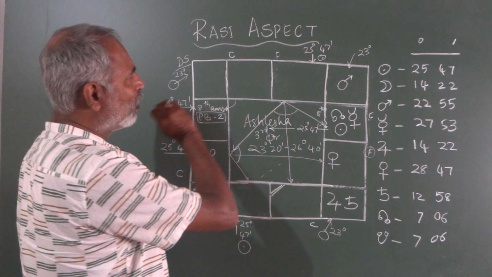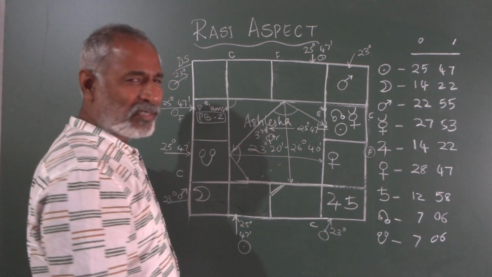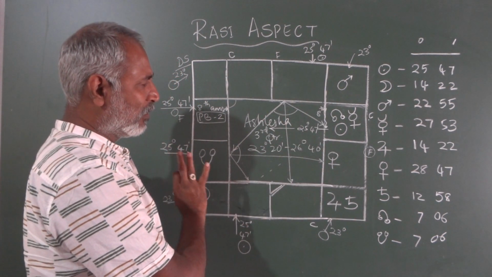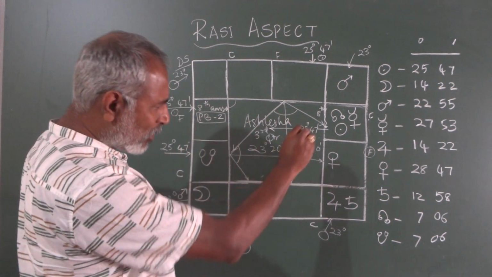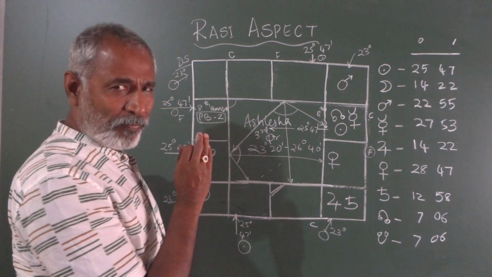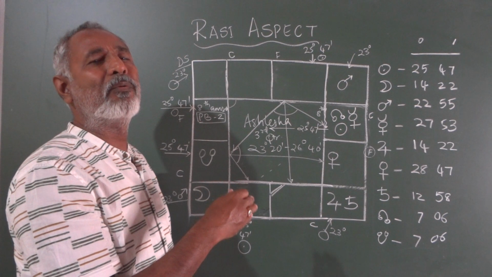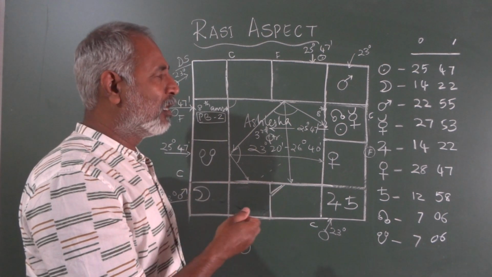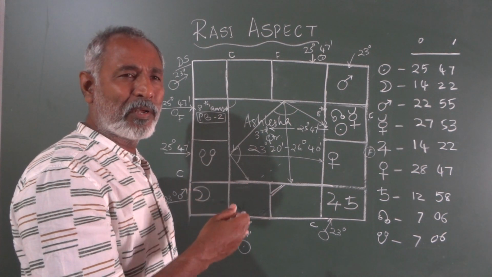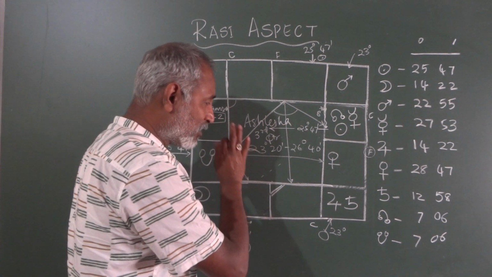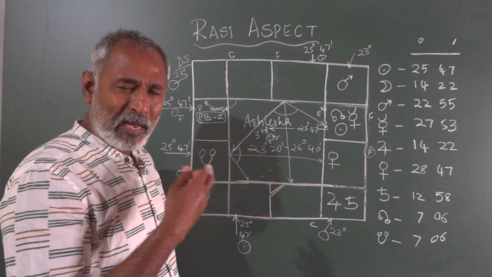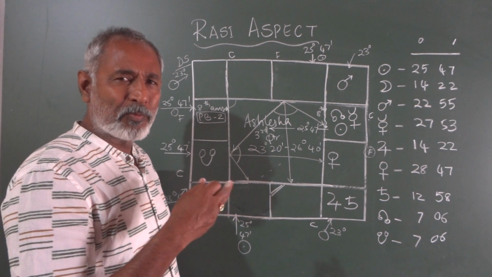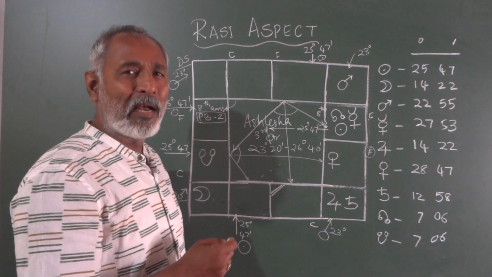So I hope you have understood the Rashi aspect of the chart, and this is how it has to be done. And if the aspects are over good houses, good points, sensitive points, and if it is going to give rise to yogas, then yes, there will be mutual aspect and also yogas between planets because of their aspects.